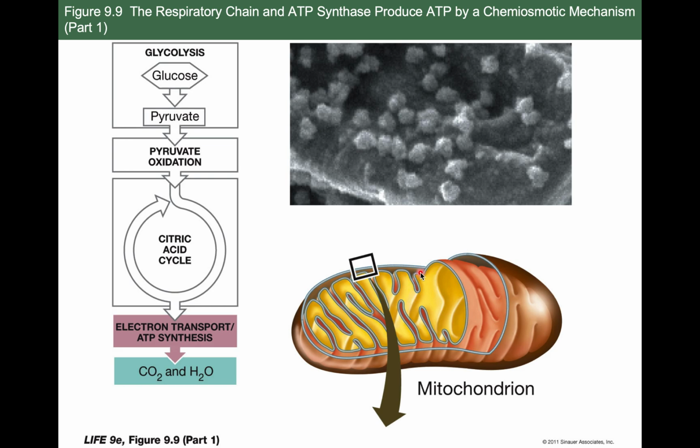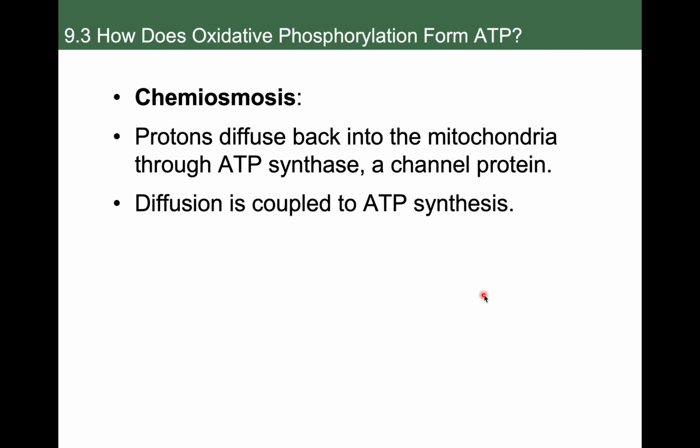And so what I was just saying is we're going to use that energy of the electron transport to pump protons into this space here between the membranes, so this space up here. So we're just going to build up all these protons between the two membranes. And then by this process called chemiosmosis, we're going to allow those protons to basically diffuse back across the inner membrane into the matrix, and that's where we're going to make our ATP.